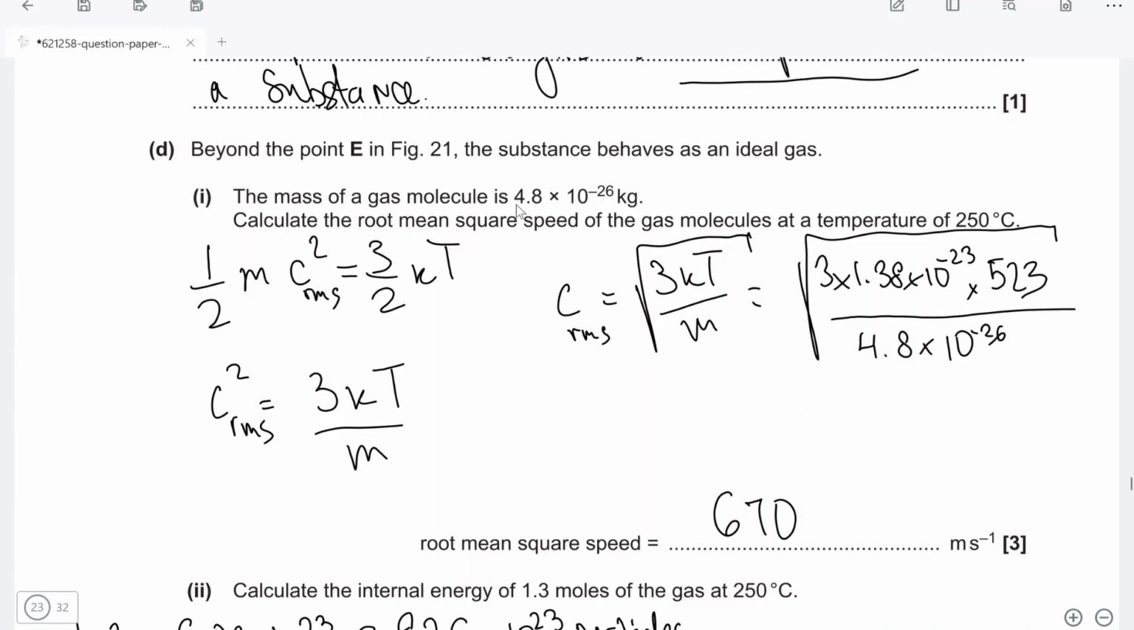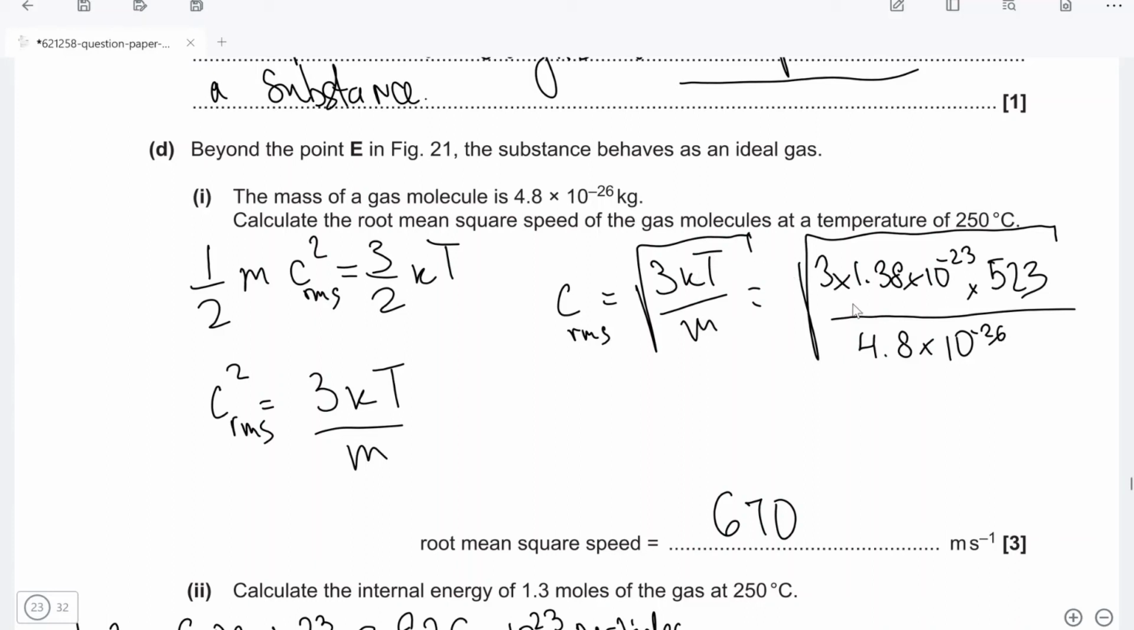The mass of a gas molecule is 4.8 times 10 to the power minus 26. Calculate the root mean square speed of the gas molecules at a temperature of 250 degrees. In order to do that, we're going to use the formula half mc squared, where c is the root mean square speed, is equal to 3/2 kT, where k is Boltzmann's constant. Rearranging for the RMS speed squared, we find that this is equal to 3kT divided by m. The halves are essentially going to cancel out. Then we square root that expression.